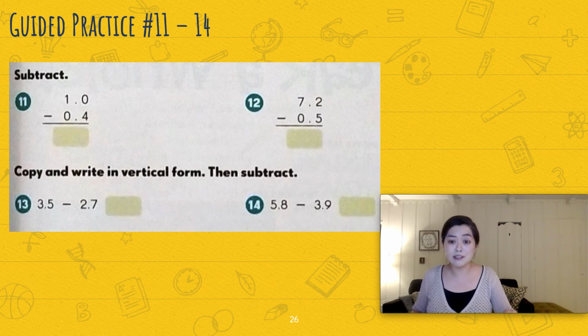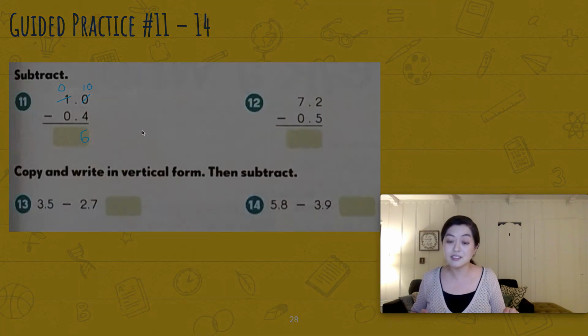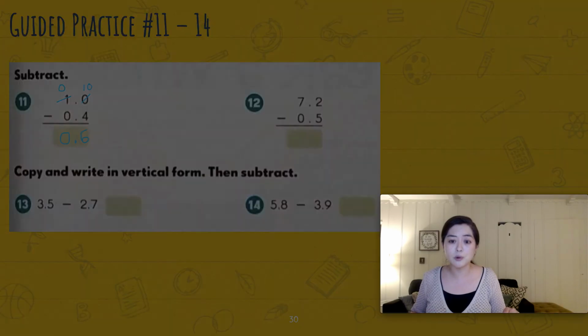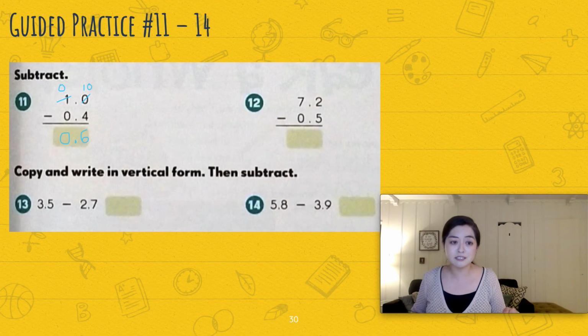So let's look at number 11. We're going to start with the lowest place value, which is our tenths. Can I do 0 tenths minus 4 tenths? There's not enough in the tenths here, 0 tenths to take away 4 tenths. So I have to regroup from the ones over here, okay? So that becomes 0 ones, and then that changes to 10 tenths. So 10 tenths take away 4 tenths is 6 tenths. Then you drop the decimal point, and then 0 ones minus 0 ones is 0 ones. So your answer is 0.6, or 6 tenths.